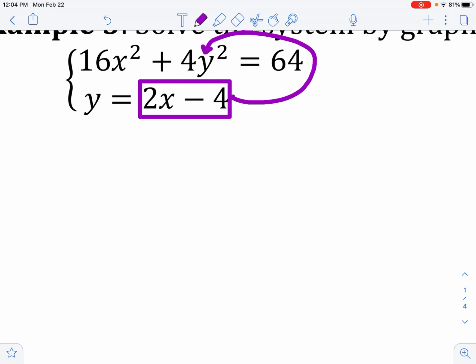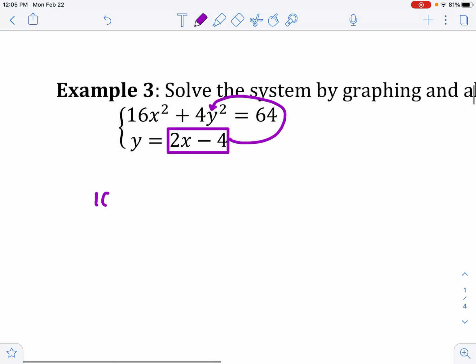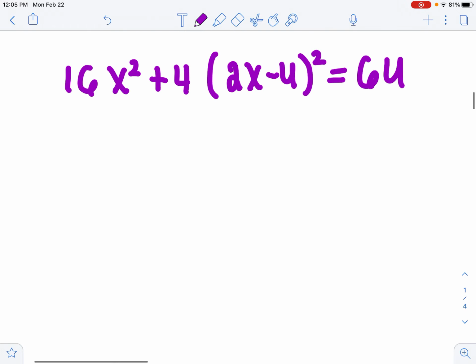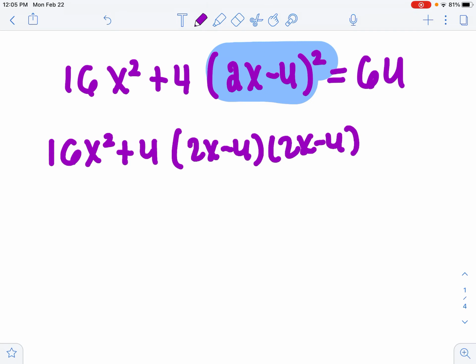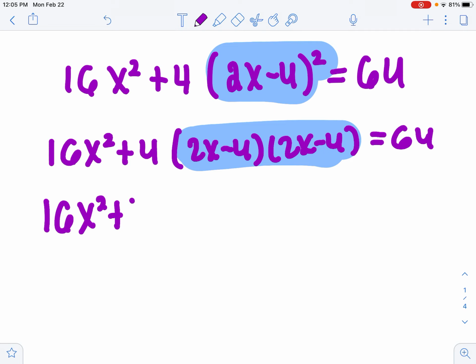So we are going to substitute 2x minus 4 into the first equation, and we're going to replace y with 2x minus 4. So I have 16x squared plus 4 times the quantity of 2x minus 4 squared equals 64. All right, so now I have to solve this. Remember, please don't distribute the 4 first. You have to take care of the exponent, and that means that factor is there twice. So we're going to write it out twice. 16x squared plus 4 times 2x minus 4 times 2x minus 4, and then equals 64.